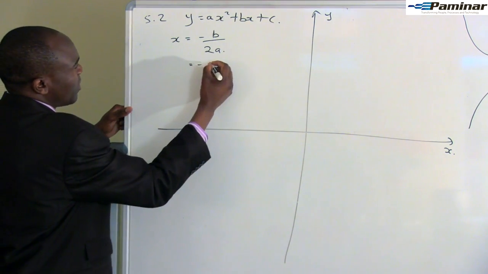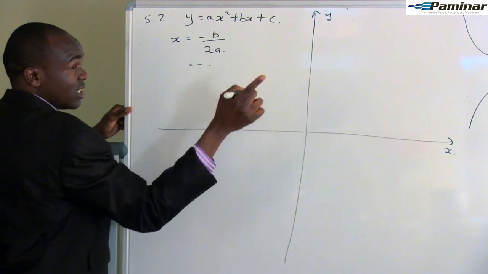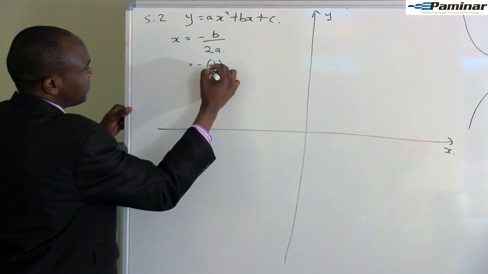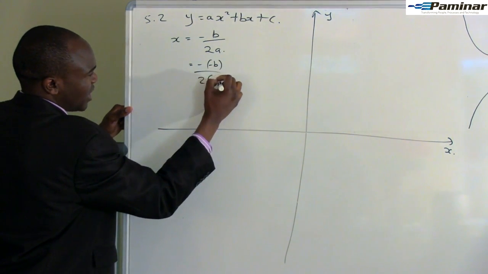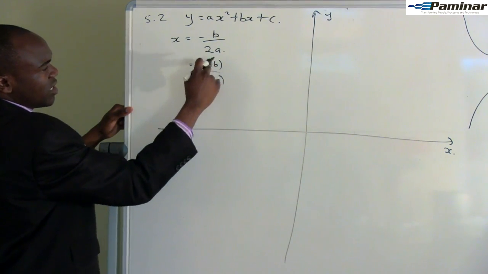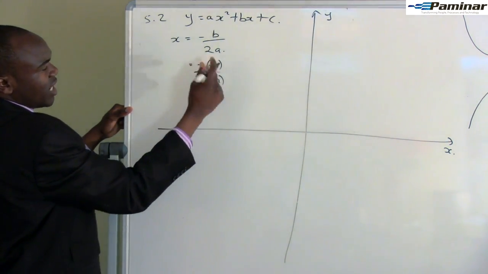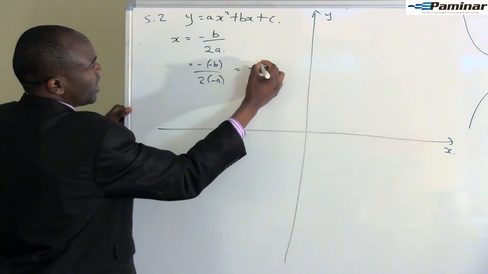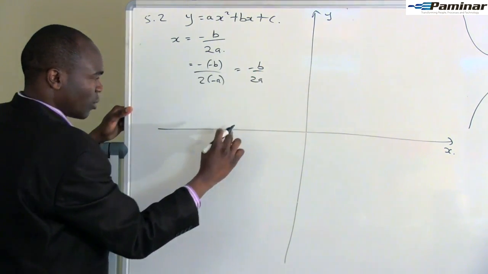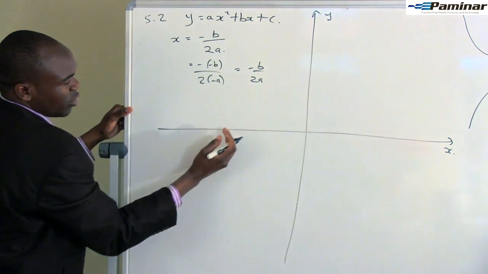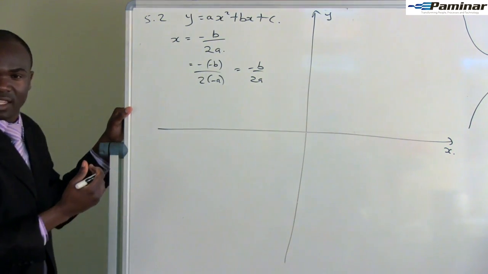Let me even try to prove it. Minus, and since b is less than 0, it's minus, right? Over 2 minus again. So meaning to say this will be positive and negative. So by the end of the day, it's minus b over 2a. So our x value will be on this negative side, that's the turning point.